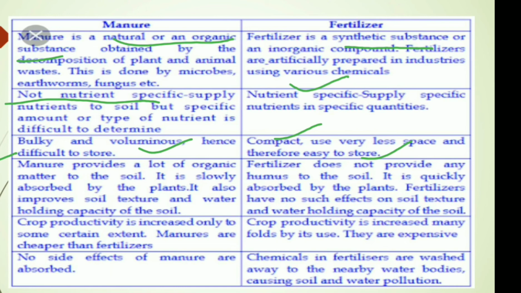Manures provide a lot of organic matter to the soil and hence improve the soil structure and increase water holding capacity, whereas fertilizers spoil the soil structure. Manures are cheaper than fertilizers, whereas fertilizers are expensive. Use of manure has no side effects, whereas use of fertilizers causes soil pollution, water pollution, and sometimes it enters into the food chain and harms humans too.